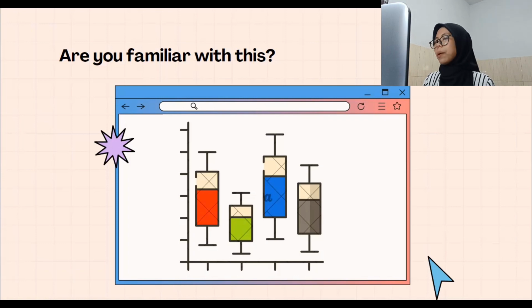Alright, suppose I have data that is presented not in the form of table, pie chart, bar chart, or line chart, but presented in the form of box and whisker plot. How can we read and interpret the data? That's what we are going to learn today.